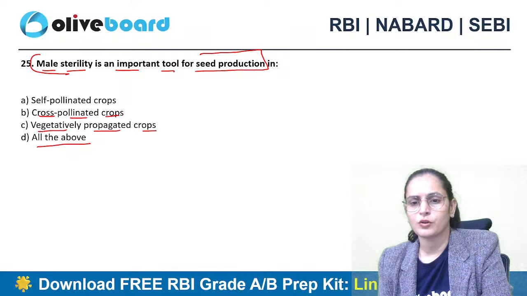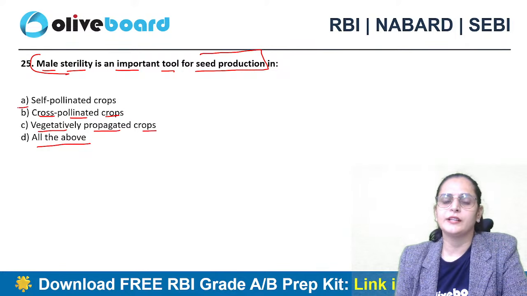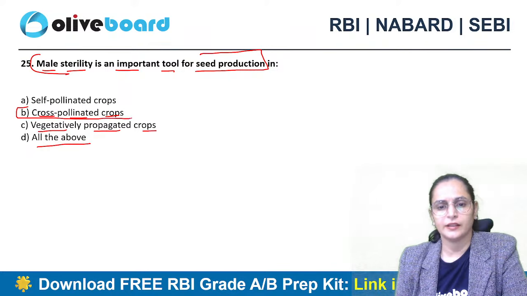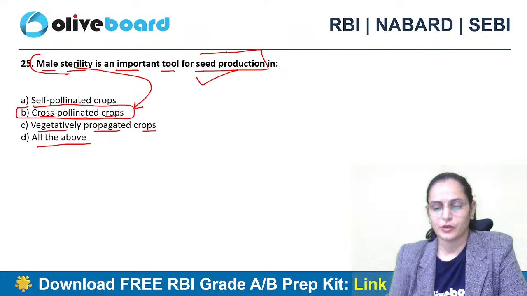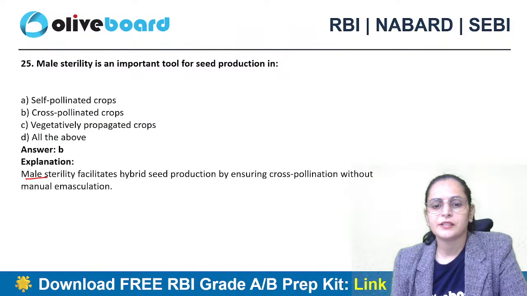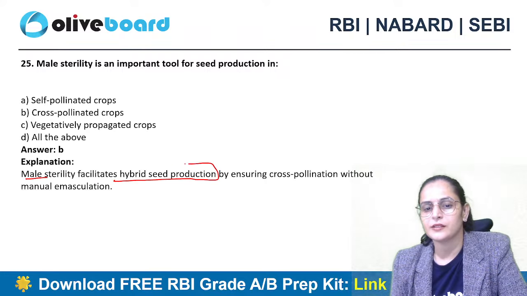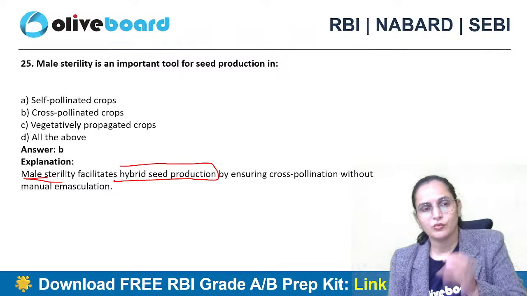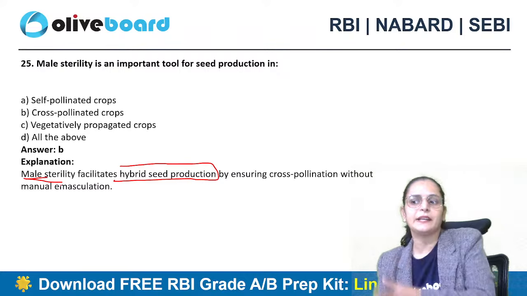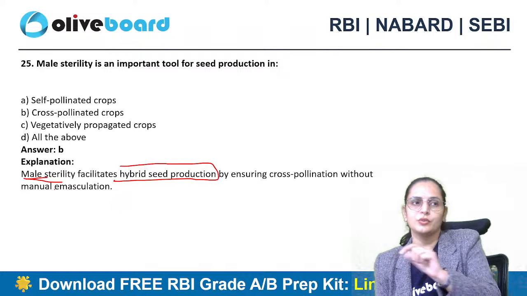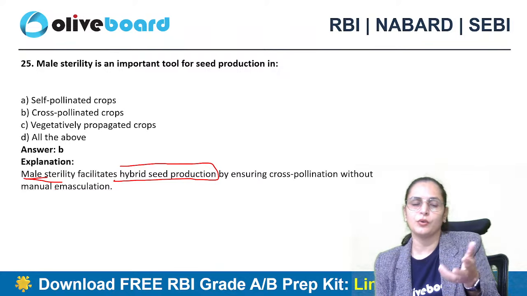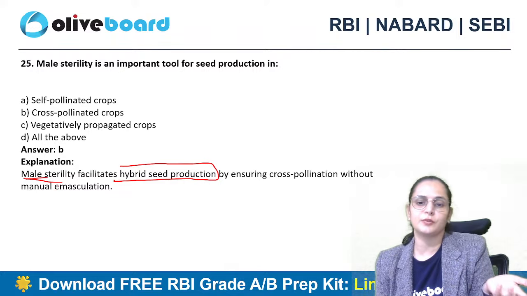It is for the cross pollinated crops. Like pollen grains from any other plant, they can act there. Okay, so in that case, male sterility can be used as a means for better seed production. Let's talk about it. It will facilitate hybrid seed production, because the pollen grains produced by that particular plant are not compatible with the female reproductive part of the same plant, right? So there the male sterility will help you to get hybrid seed production.